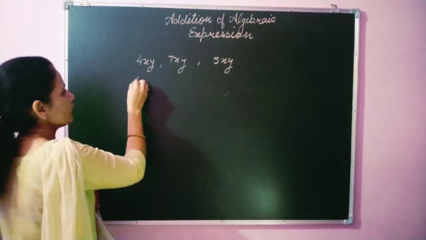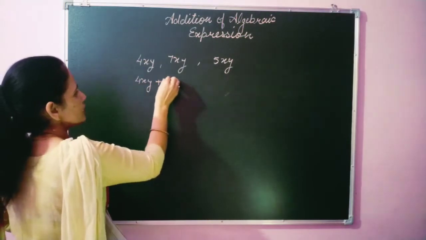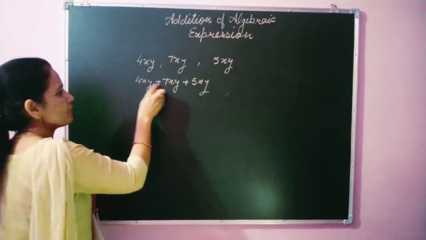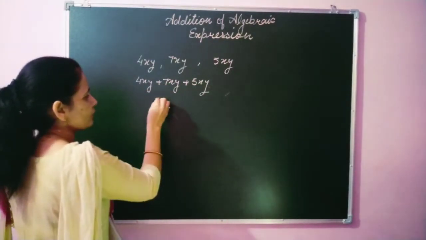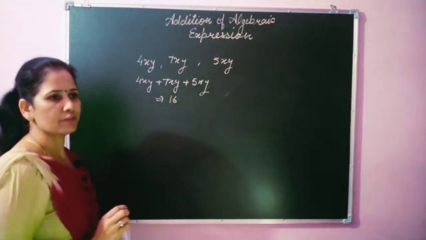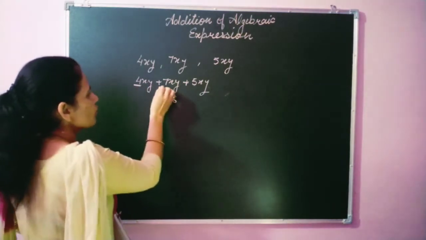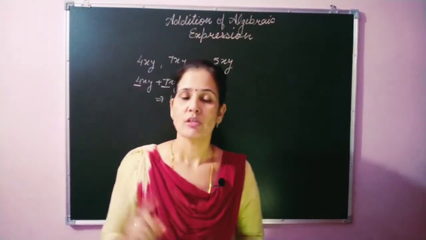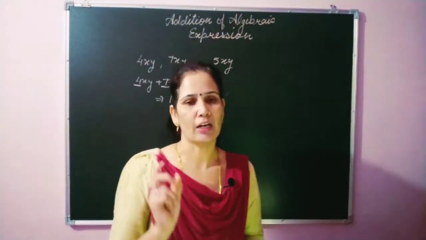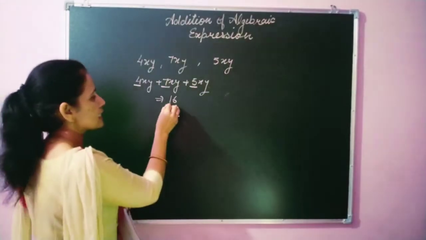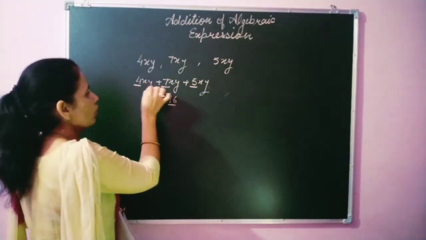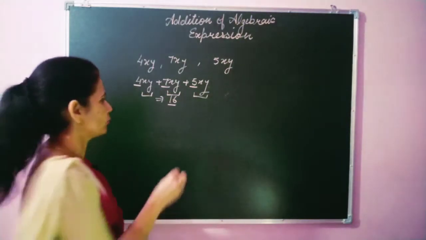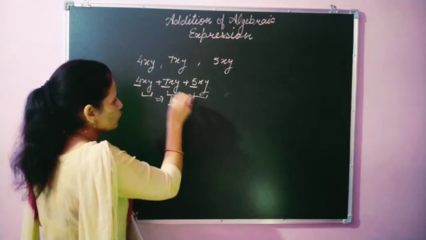So how to add this? 4xy plus 7xy plus 5xy. Okay students? 7 plus 4 is 11, 11 plus 5 is 16. So what we did here: first we added only their numerical coefficients 4, 7 and 5, and we got the answer 16. As all the variables are the same, that means they are like terms, so directly we can write 16xy.